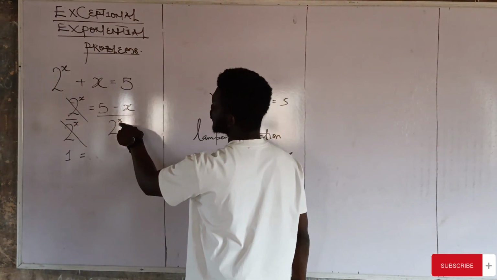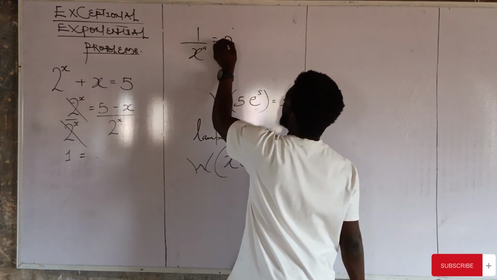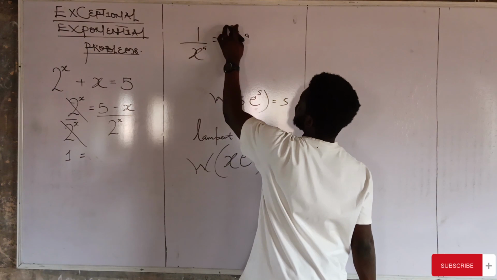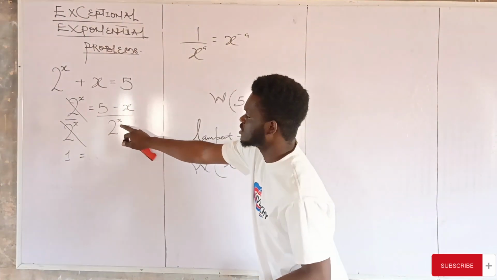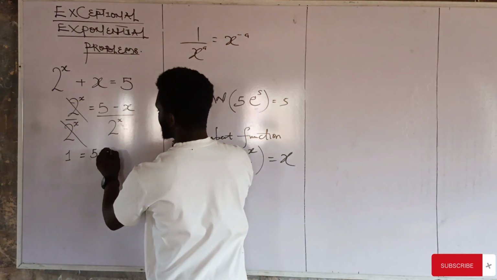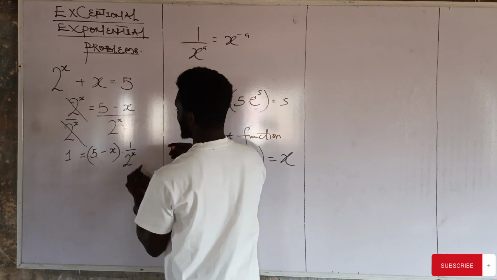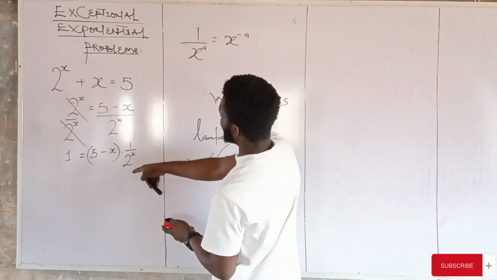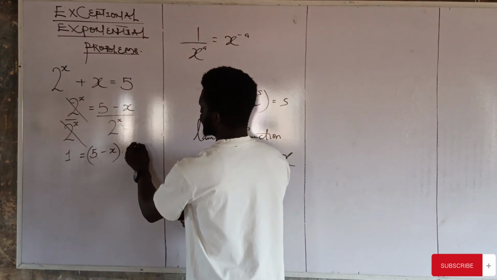So what do we have here? According to the law of indices, because we have this at the base, 1 over x raised to the power of a can also be equals to x to the power of minus a. You can write that. So that's what this is now. Because if you want this, it's the same thing as 5 minus x times 1 over 2 to the power of x. This is what it means. So instead of writing like this, you can simplify and say what?